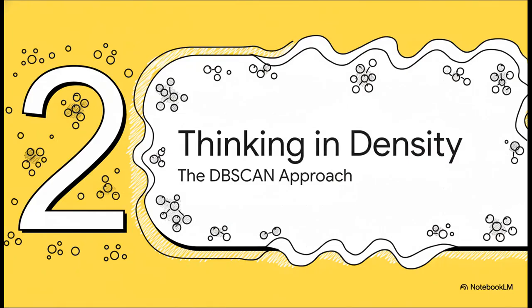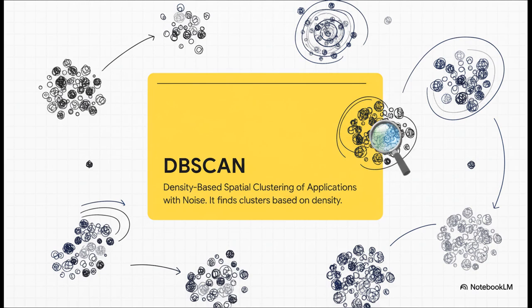So if looking for the center of a group doesn't work for this kind of data, what's the alternative? We have to shift our thinking completely. Let's stop asking where's the middle and start asking how crowded is the neighborhood. And that brings us to DBSCAN. The name really says it all. Density-based spatial clustering of applications with noise. Yeah, it's a mouthful, I know.